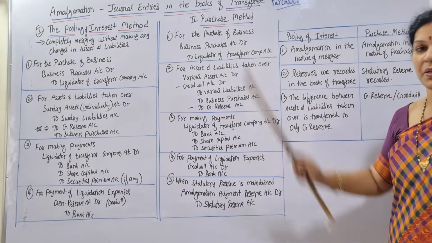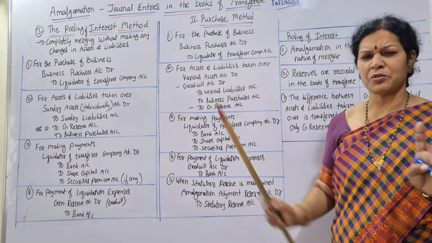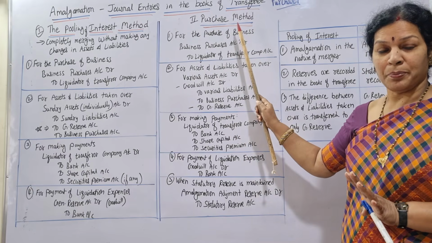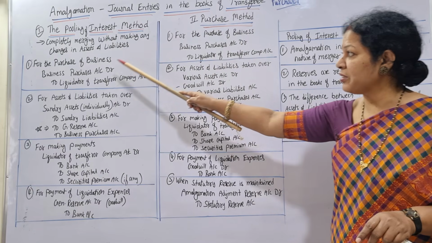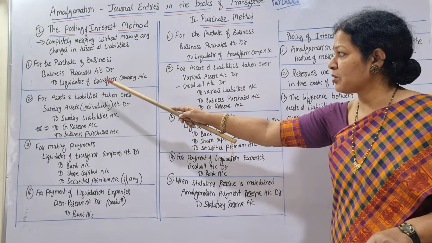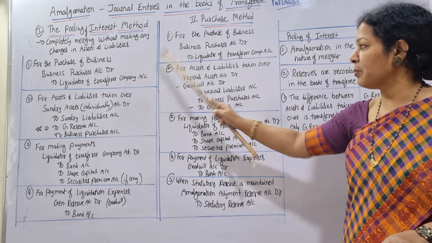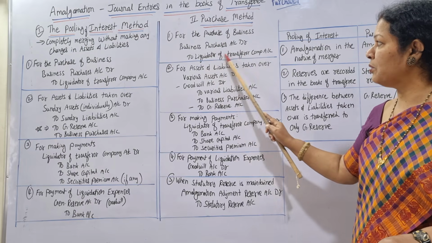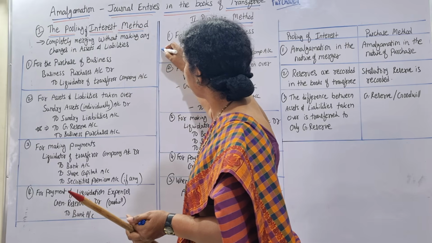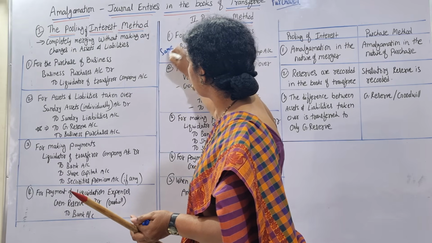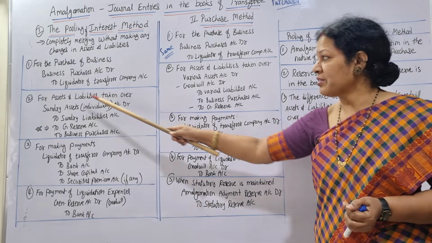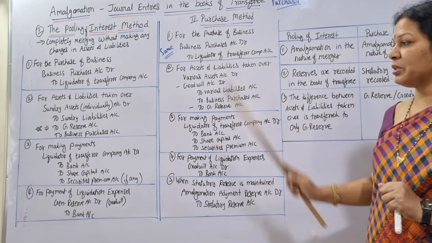Now you see the purchase method. Almost similar, small differences that we'll see. In the purchase method, first entry is same as for the purchase of business. Business purchase account at R to liquidator of transferor company account. No change. Now second one, for assets and liabilities taken over.